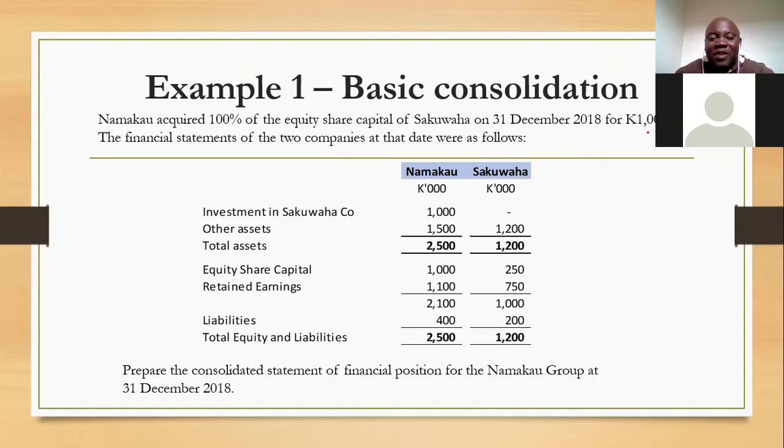Okay. So we have this basic example. It says Namakau acquired 100% of the equity share capital of Sakuwaha on 31st December 2018 for 1 million kwacha. The financial statements of the two companies at that date were as follows. So under the parent company, the only evidence we have that the parent company bought shares in another company is that, at least in the financial statement, it does show that this investment is coming from Sakuwaha, or was acquired.